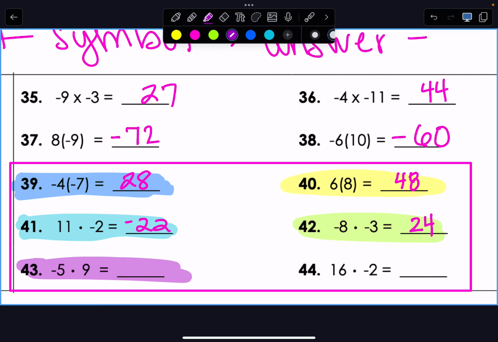Purple table, 43. What'd you get for your answer? Negative 45. We have thumbs up, thumbs down. Okay. We have a negative times a positive, so our answer is negative.